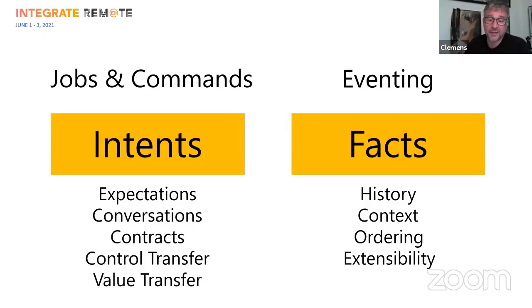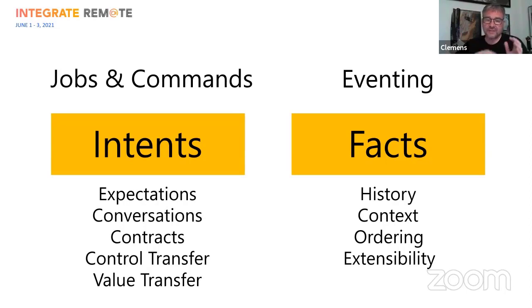You're telling another party about things that happened in your realm, in your system, state changes, etc., and you make that information available for them to go and act on. So you give them history, things that have already happened, and you have no expectation at all about what shall happen to them. So that's the difference that we draw between jobs and commands, or messaging and eventing.